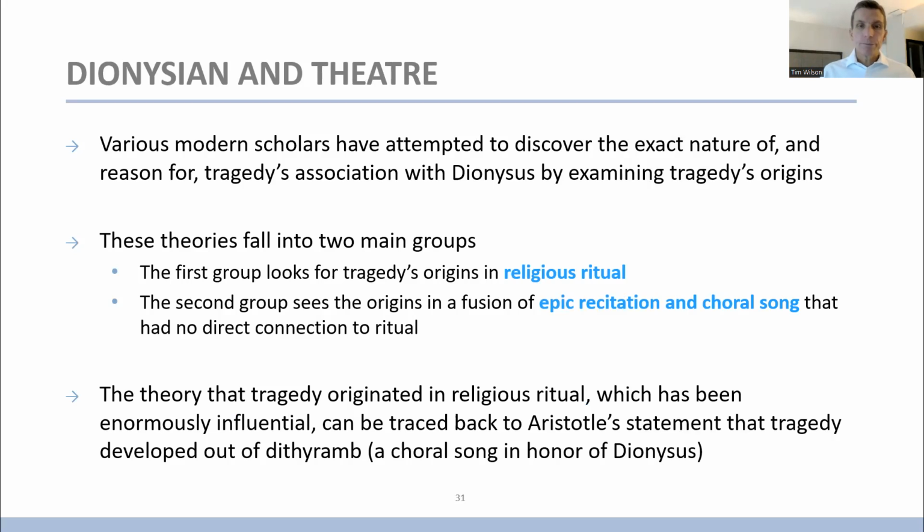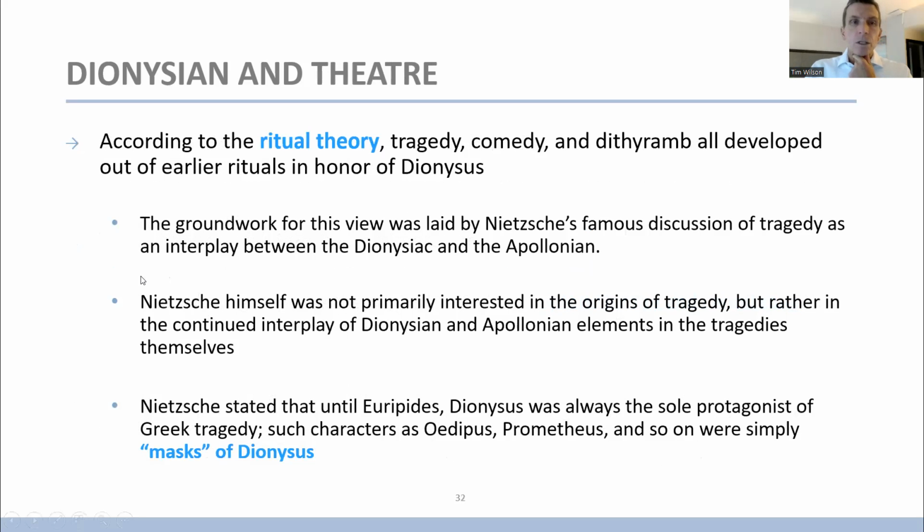Okay, so the ritual theory has been enormously influential, and it can be traced back to Aristotle's statement that tragedy developed out of dithyramb, a choral song in honor of Dionysus. So according to the ritual theory, tragedy and comedy and dithyramb all developed out of earlier rituals in honor of Dionysus. And of course, this again grew out of Nietzsche, but Nietzsche was not primarily interested in the origins of tragedy, but in this ongoing interplay of Apollo and Dionysus.